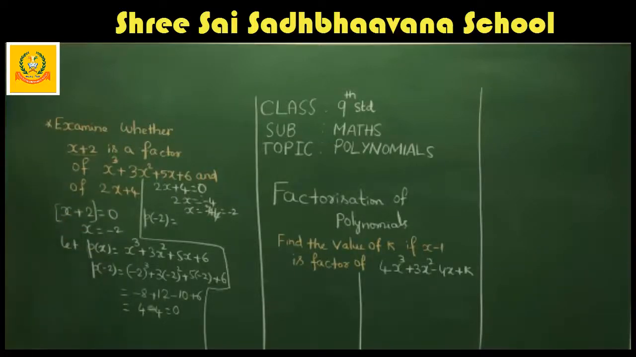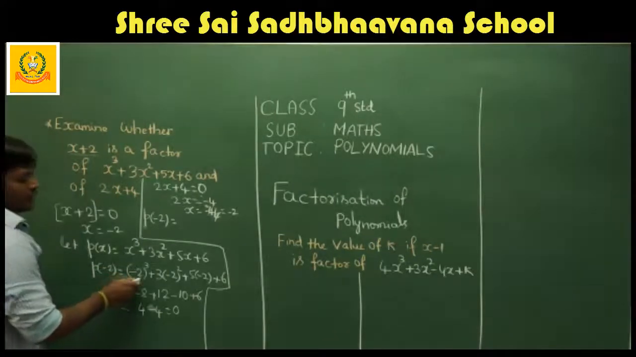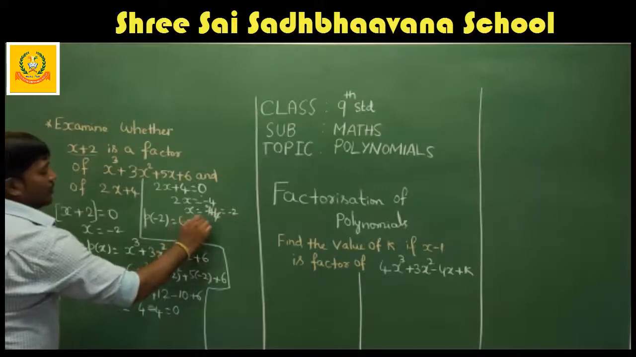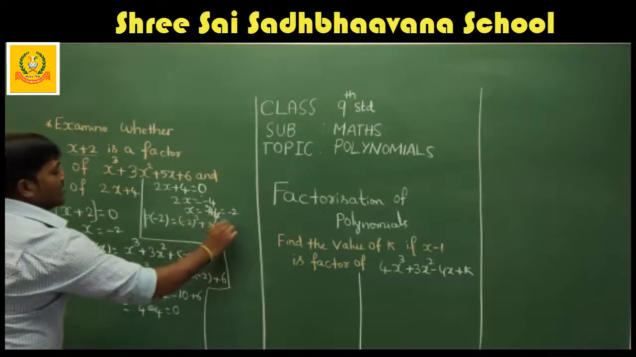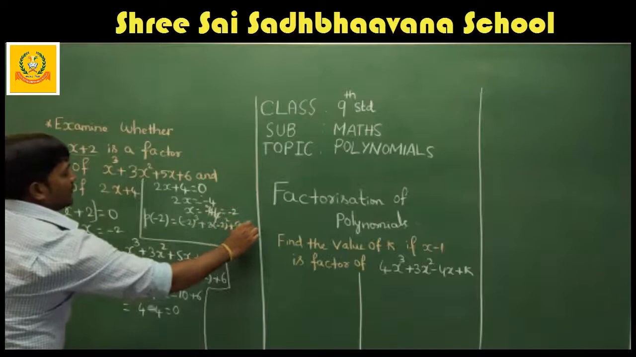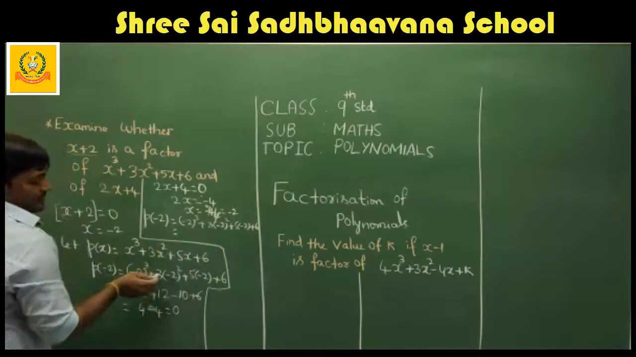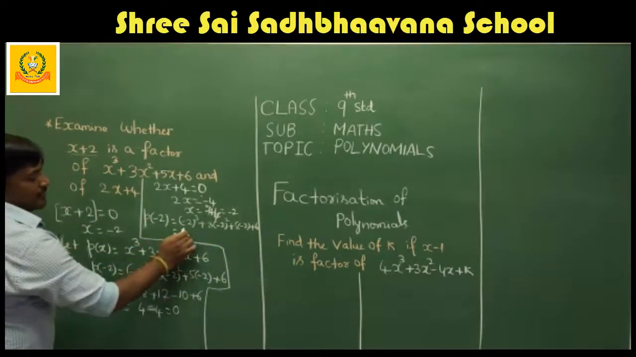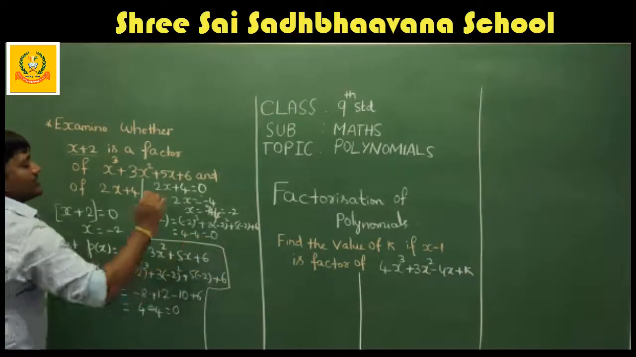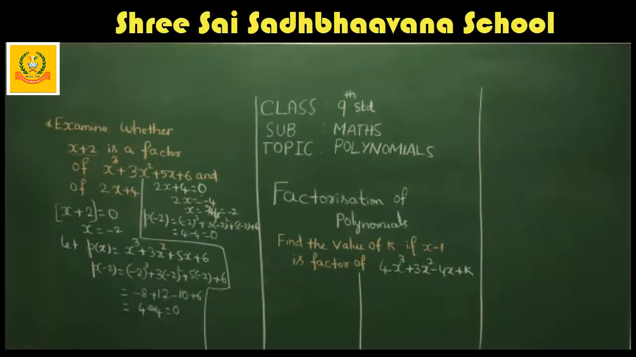Similarly, we get x is equal to minus 2. Isn't it? Both are alike, means both are the same. So when you substitute minus 2, the same thing we got here, minus 2 whole cube, 3 into minus 2 whole square, plus 5 into minus 2 plus 6. And see, the same simplification I get here. You will get 4 minus 4, which is 0. Correct?